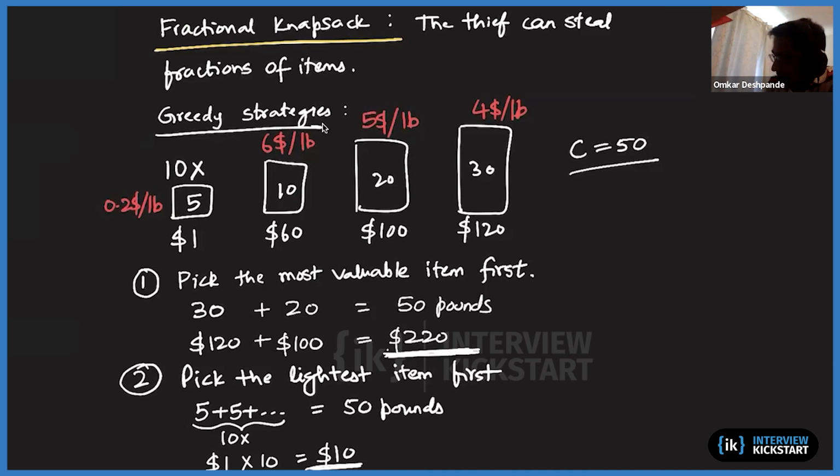Now, after this, we will next examine this and we see that its weight is 30 pounds. Since we already have 30 pounds in the knapsack and we have only 20 pounds capacity left, we can't fit the 30 pound item.